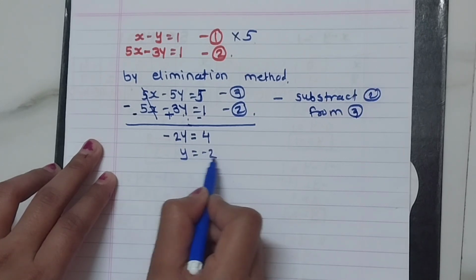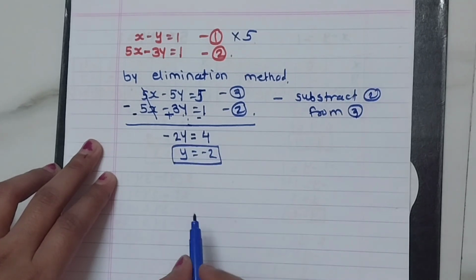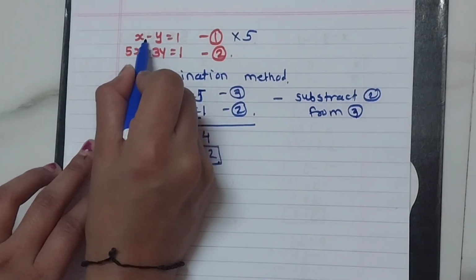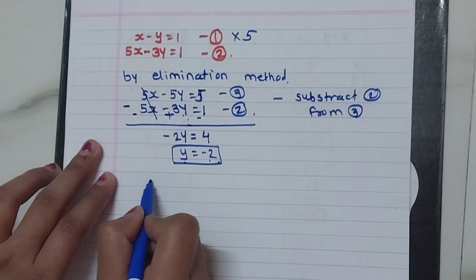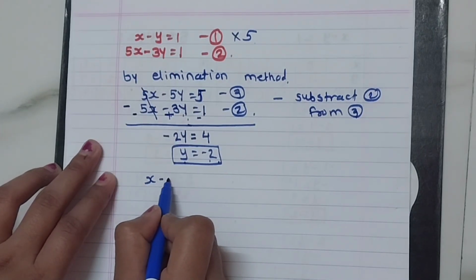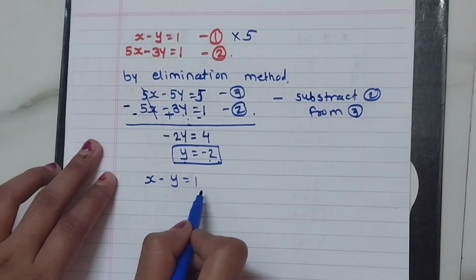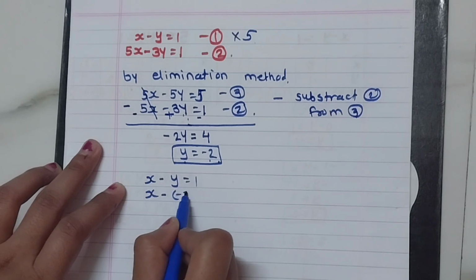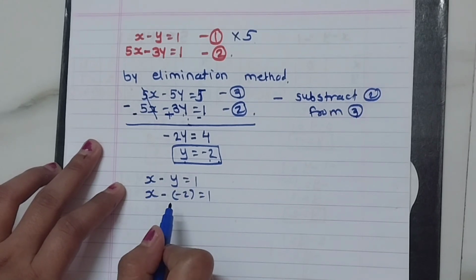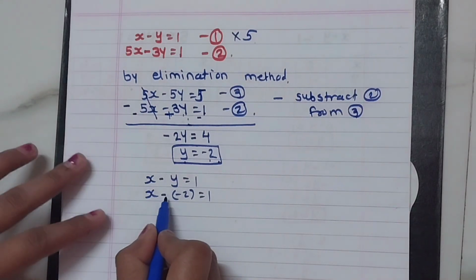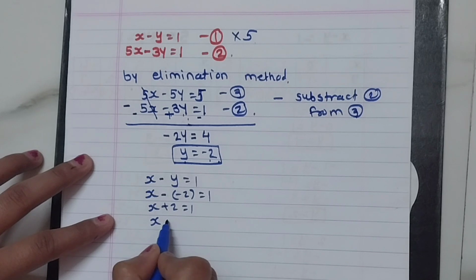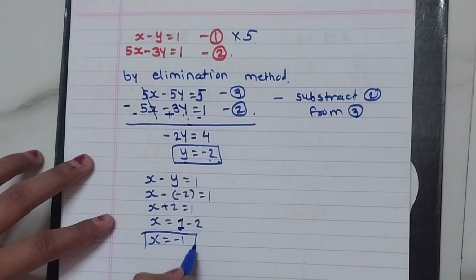So y is equal to what we get? Minus 2 from this. Now we will put this y is equal to minus 2 in equation number 1. So x minus y is equal to 1 is equation number 1. So x minus y, that is minus 2, is equal to 1. So minus minus, we get x plus 2 is equal to 1. So x is equal to 1 minus 2. What we get? Minus 1. x is equal to minus 1.